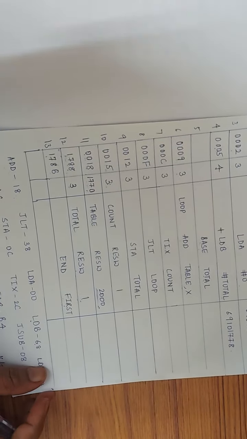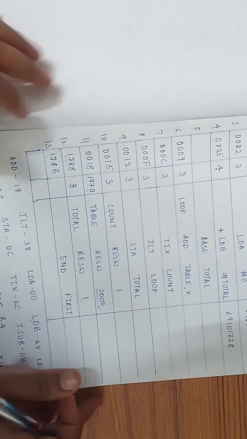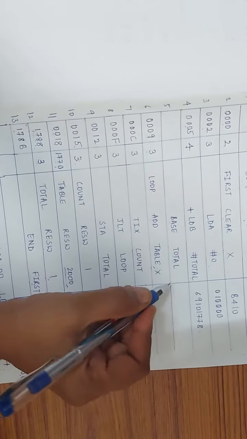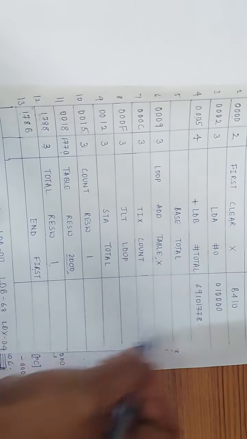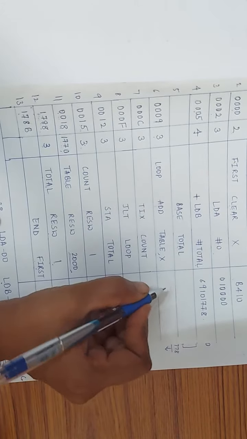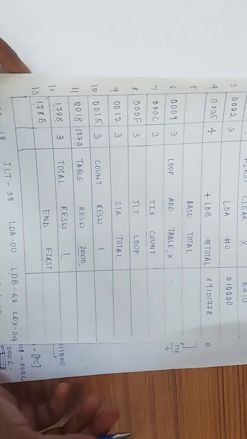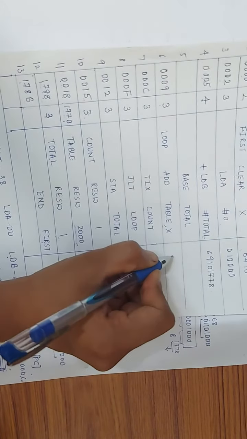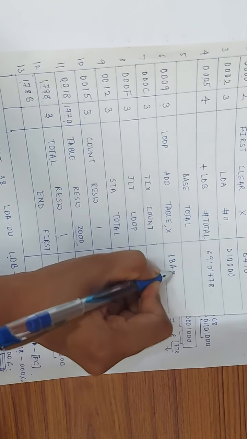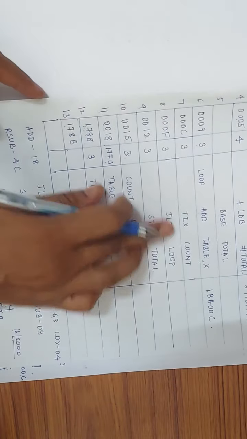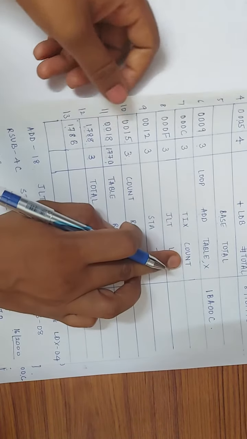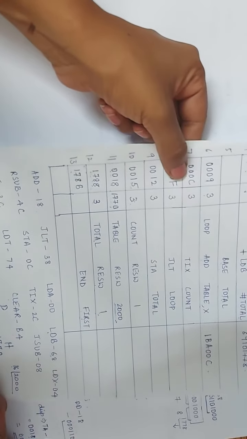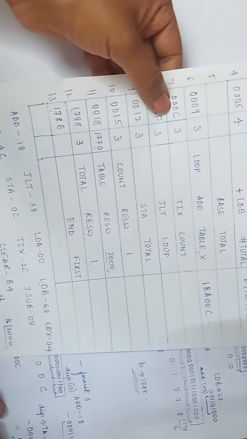So we will be writing that in our table whatever we have formed. So we are going to write it over here, correct? It is for ADD TABLE,X: 1BA00C. 1BA00C. Let us take the next statement. TIX COUNT starts at the location. The number is 0 and it is starting at this location 000C.